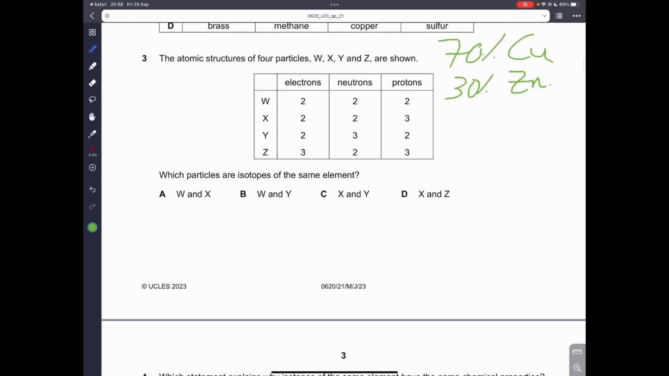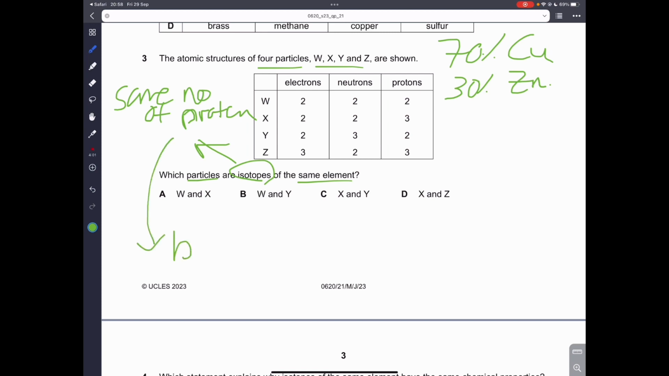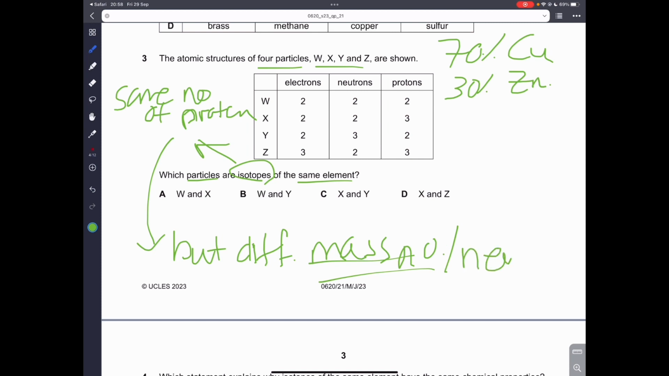Question number 3. The atomic structures of 4 particles W, X, Y, and Z are shown. Which particles are isotopes of the same element? Remember, isotopes have the same number of protons, but a different mass number or different nucleon number. It's the same thing. Basically, they have a different number of neutrons. So the electrons should also be the same because the protons are the same.